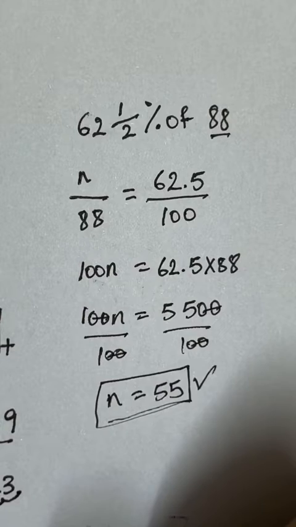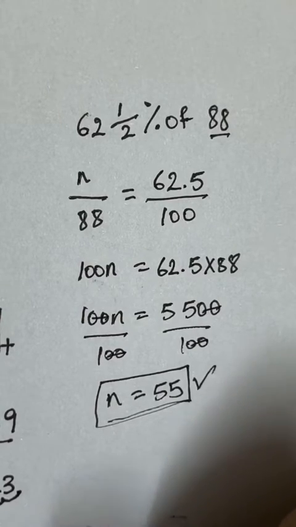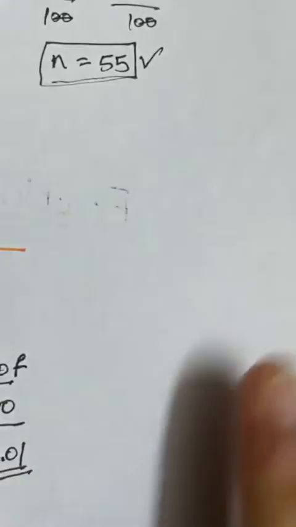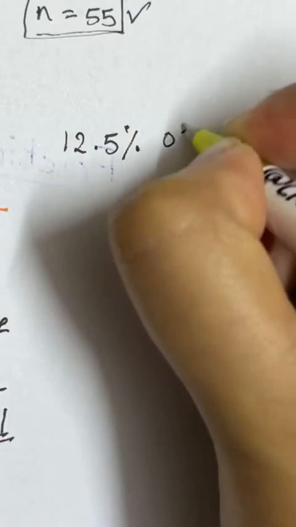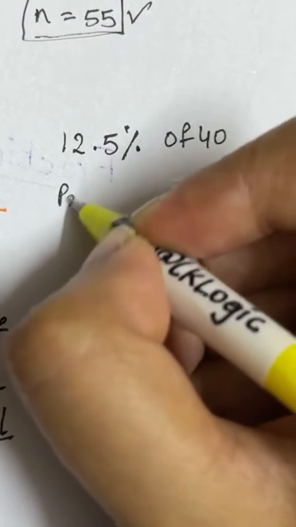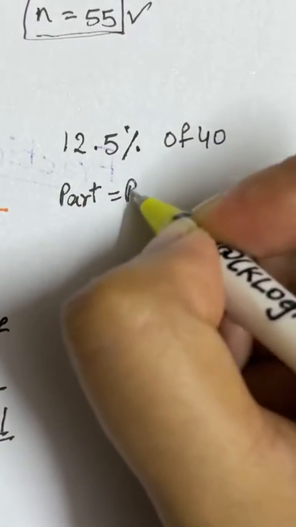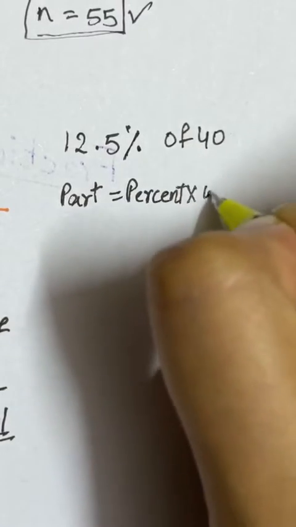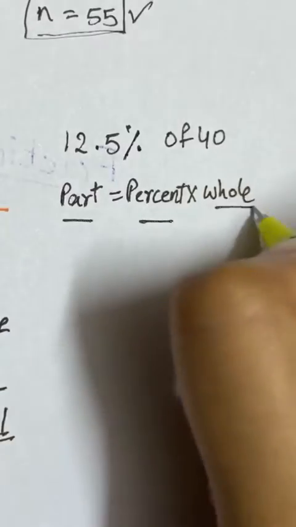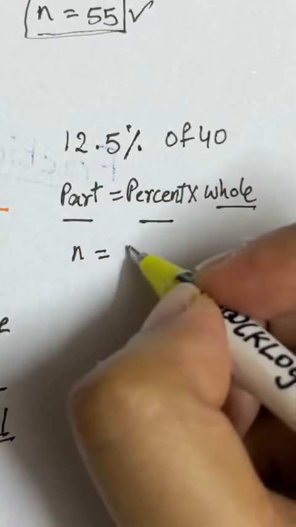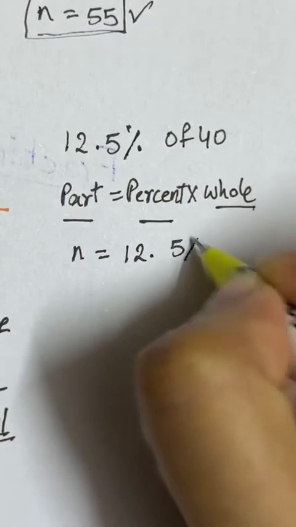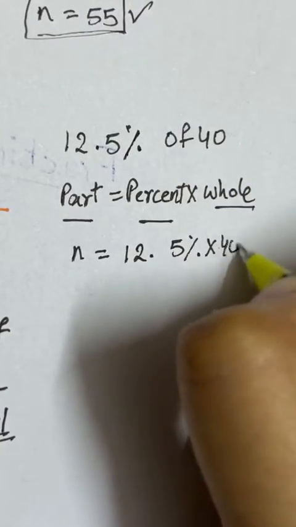For example, if you have 12.5% of 40, let's calculate that. Okay, so how are we going to calculate? Using the second method. Now we are going to use part is equal to percent times whole. So let's use this, percent times whole. What is your part? We don't know. n is equal to, what is your percent? 12.5% times whole, which is 40.